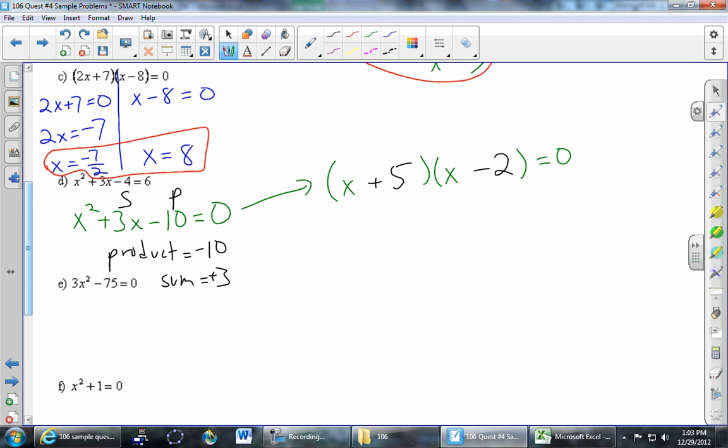And then we're ready to split it just like we did before. Either x plus 5 is 0 or x minus 2 is 0. Solve each of these easier equations for x. And we have our two answers.